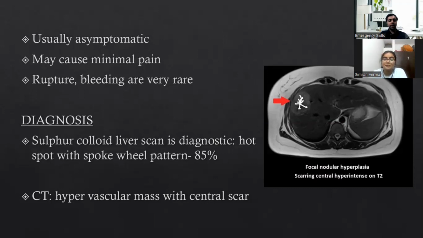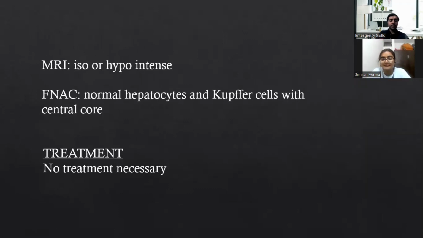Diagnosis: we have two diagnoses here. The sulfur colloid liver scan is very much diagnostic. In a sulfur colloid liver scan, we inject a dye, and what we find is a very specific finding: a hot spot with a spoke wheel pattern. Then we have the CT: a hypervascular mass with a central scar will be seen in this condition. Moving on to the MRI, we can find an iso- or hypointense lesion. On biopsy, we won't find anything abnormal because it's a normal structure. What we'll find is normal hepatocytes, and Kupffer cells will be present in the central core. Treatment as such, nothing is required in this case also.